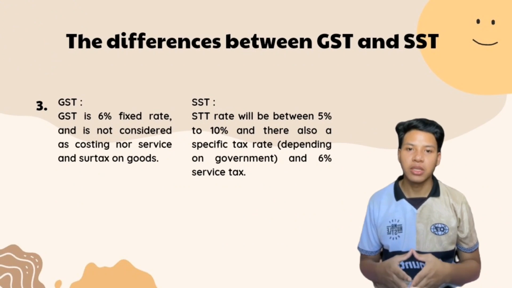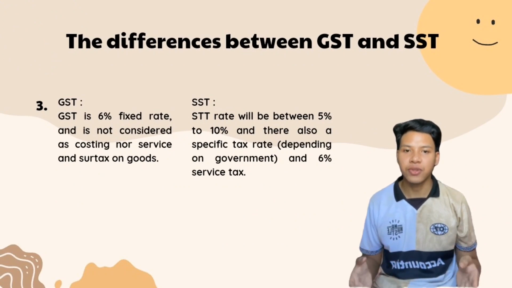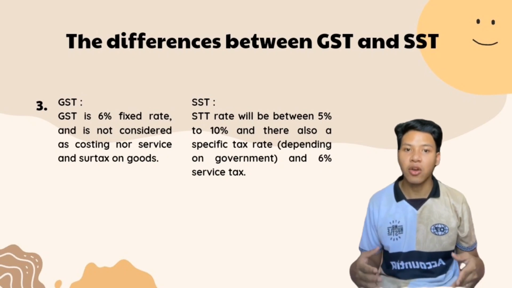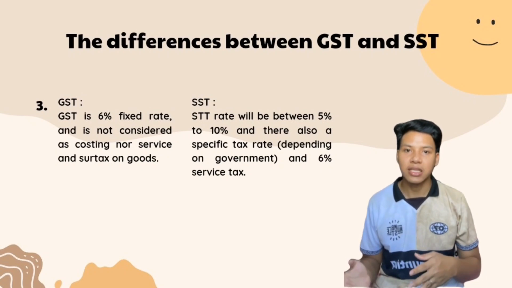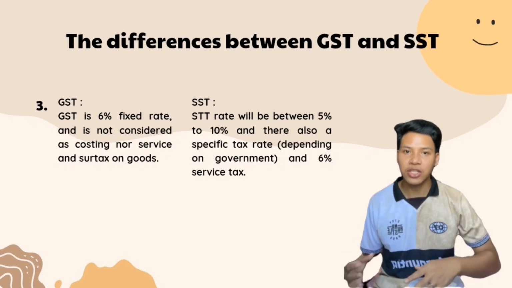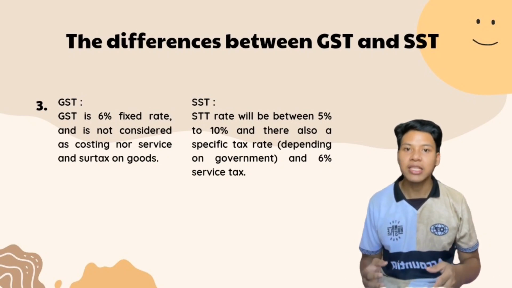Based on rate treatment, GST has a 6% fixed rate and is not considered as costing nor service and surtax on goods. After the introduction of SST, the rate is set at 5% to 10% and there are specific tax rates depending on the government, and a 6% tax rate for the service tax.